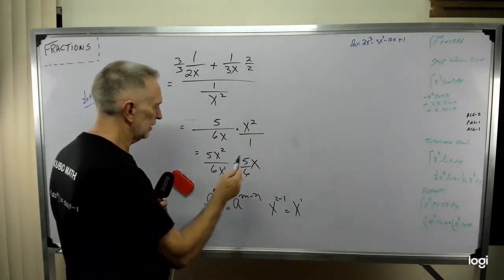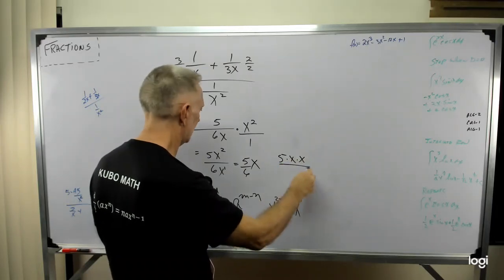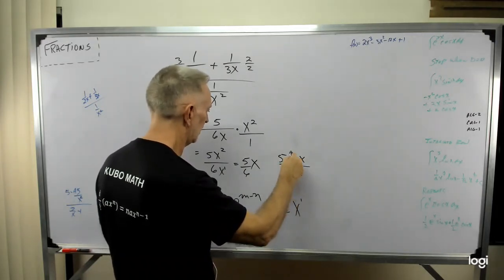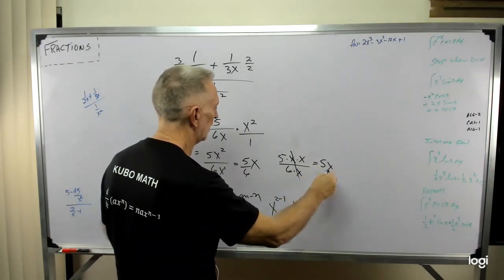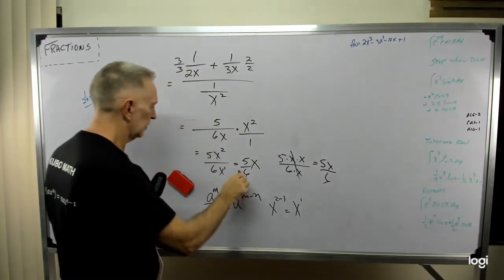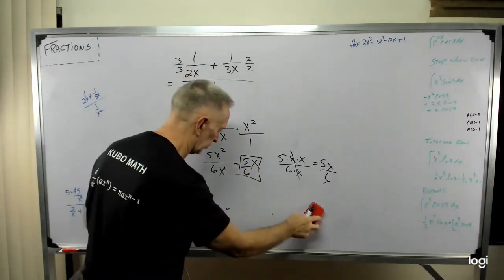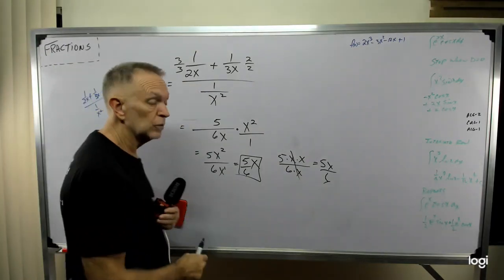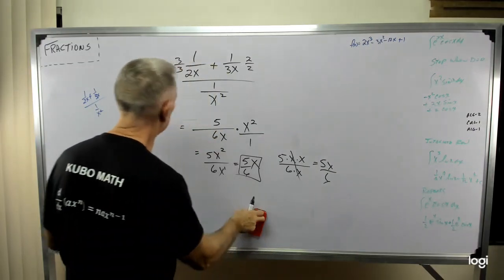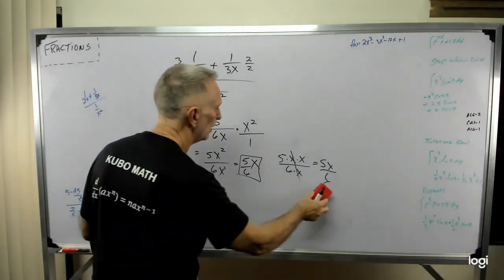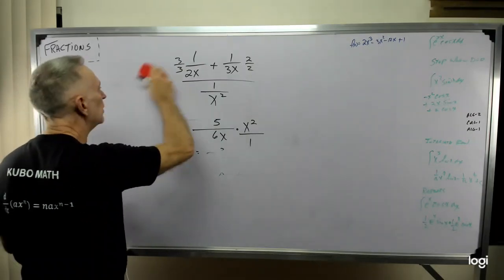Okay, as we mentioned earlier, I have 5 times x divided by 6 times x. One of these goes away, so it gives me 5x over 6. So this is my answer. Rules, rules, rules. If you understand the rules, it makes things easy, or easier. Sometimes they get complex, I understand. Okay, so that is that one.